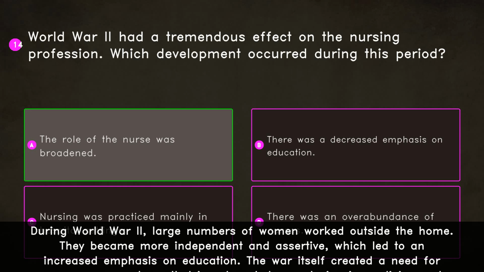During World War II, large numbers of women worked outside the home. They became more independent and assertive, which led to an increased emphasis on education. The war itself created a need for more nurses and resulted in a knowledge explosion in medicine and technology. This trend broadened the role of nurses to include practicing in a wide variety of healthcare settings.